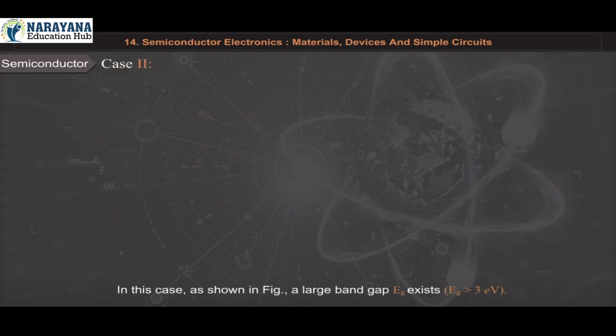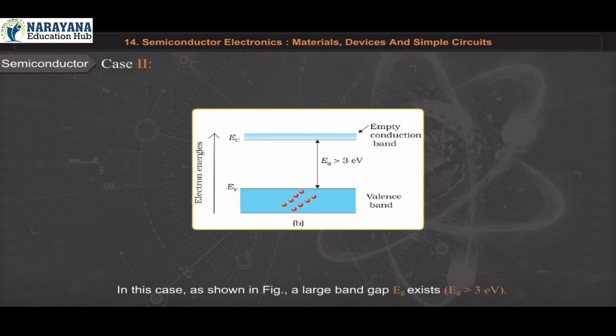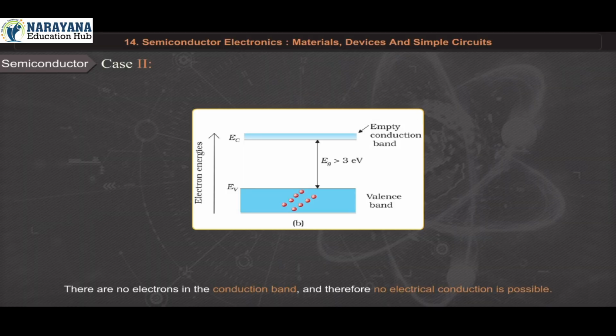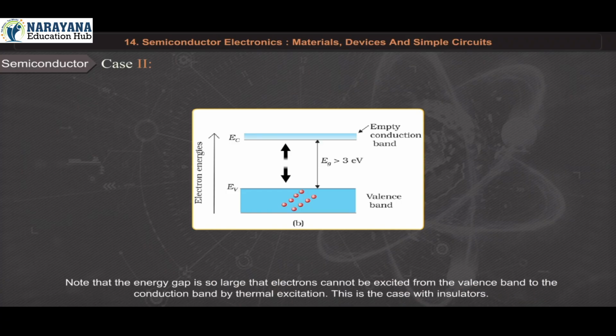Case 2. In this case, as shown in figure, a large band gap Eg exists. That is, Eg is greater than 3 electron volt. There are no electrons in the conduction band and therefore no electrical conduction is possible. Note that the energy gap is so large that electrons cannot be excited from the valence band to the conduction band by thermal excitation. This is the case with insulators.